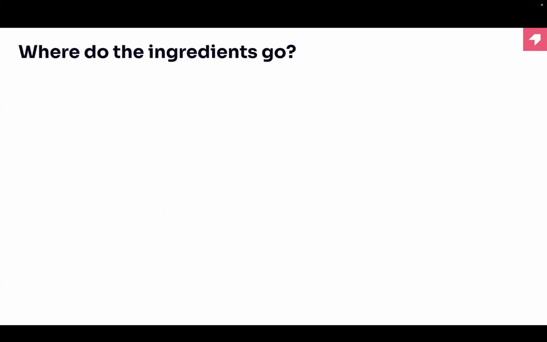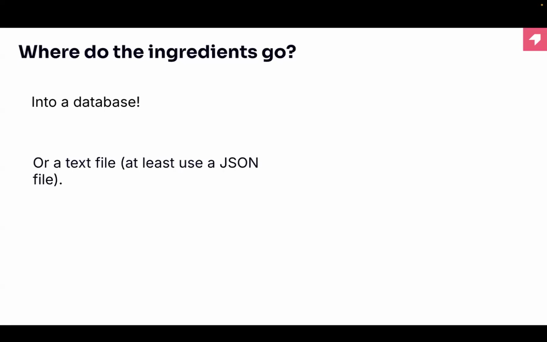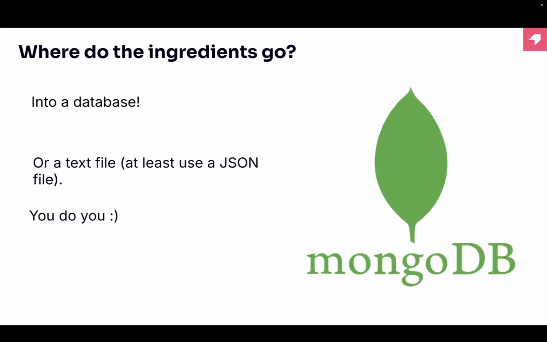So where do all the ingredients go when you make these requests? They go into a database. I know this is a hackathon, and putting it in a JSON file or something and writing to it is sufficient. But you get brownie points if you use a database, in my opinion. So you do you. My favorite database to use for hacky stuff is MongoDB. It's easy to connect, stuff like that. So I think I have a demo.